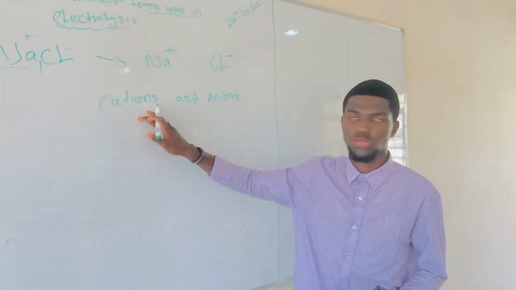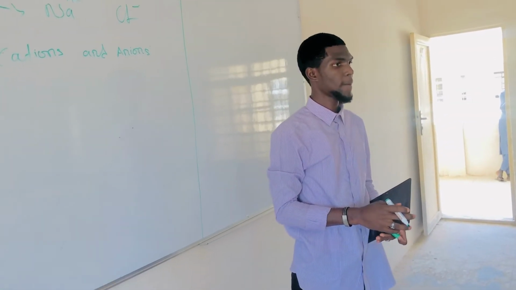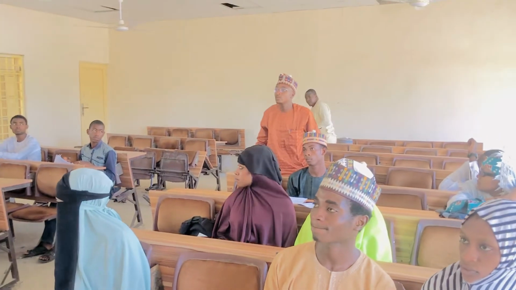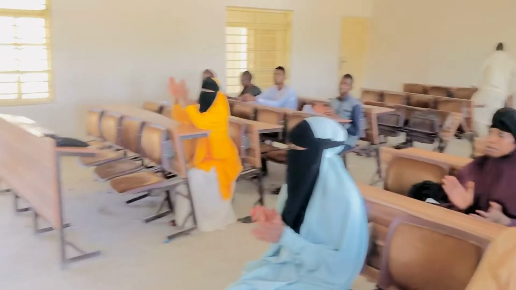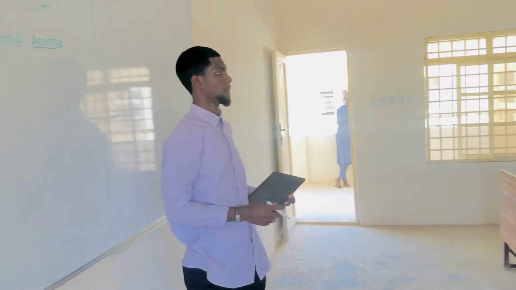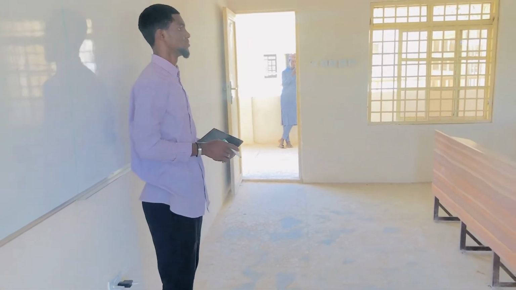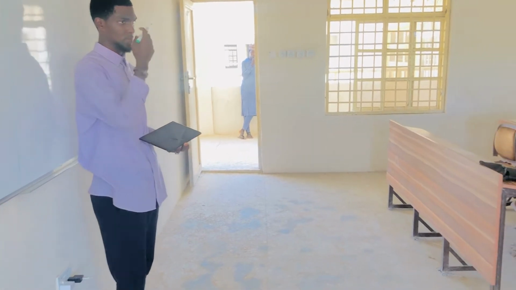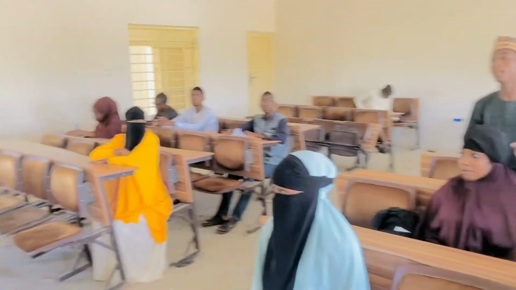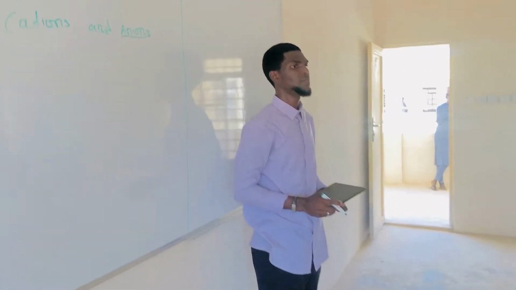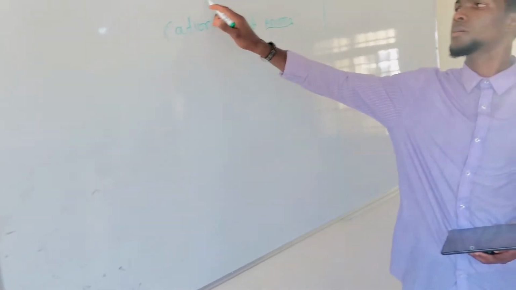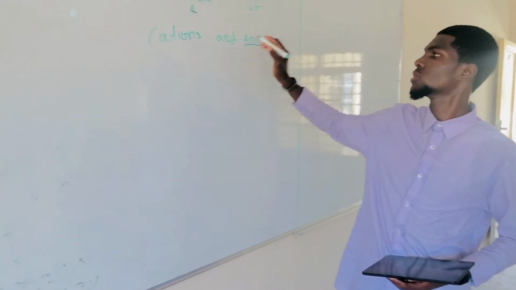What are these cations? Is there anybody who can volunteer? You. Cations are ions that always contain positive charges. Please clap for him. What about this one, the anions? An anion is an ion that always contains a negative charge, and it is an electron donor. Please clap for him. This one is containing positive charge, and this one is containing negative charge.